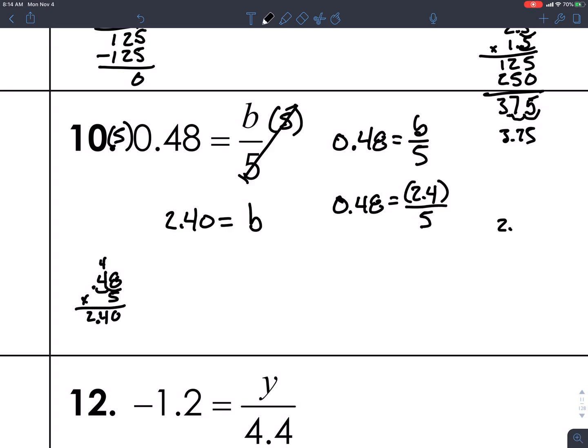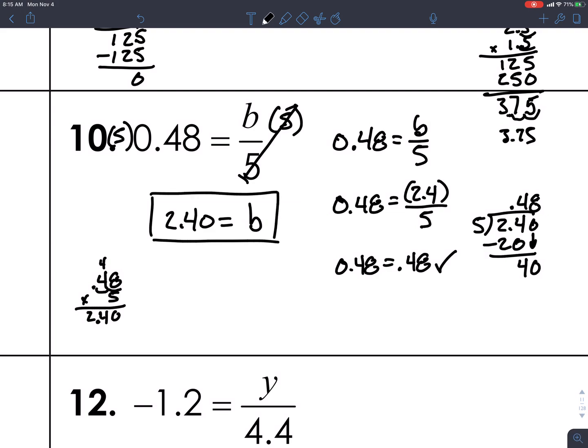Top dog goes in the house. 2.4. Oops, dang it, I keep doing that. 2.4 divided by 5. I don't have any decimals outside the doghouse, so I'm okay. 5 goes into 24 4 times. 5 times 4 is 20. Subtract that. 24 minus 20 is 4. Let's bring down a 0. 5 goes into 40, 8 times. Bring up my decimal, 0.48. So after I divided 2.4 by 5, I end up with 0.48. It's the same thing. Check.